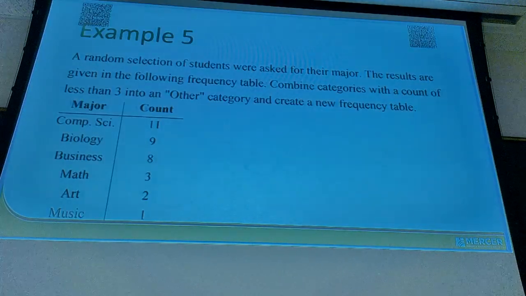All right, so sometimes when you have a lot of categories, it may be simpler to try and combine some categories. Which is what they want us to do here. Any category with a frequency less than 3, they want to put into an other. Right, so really we're just looking at the main ones. And that also happens a lot.